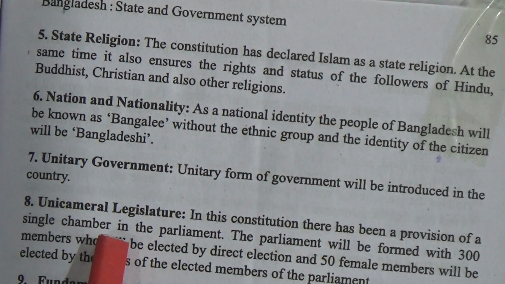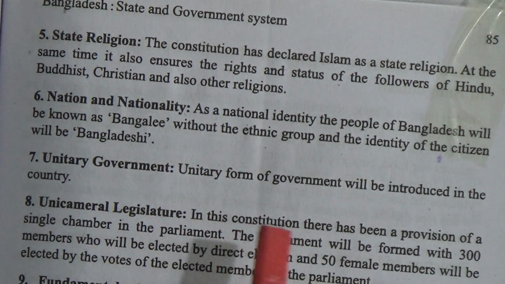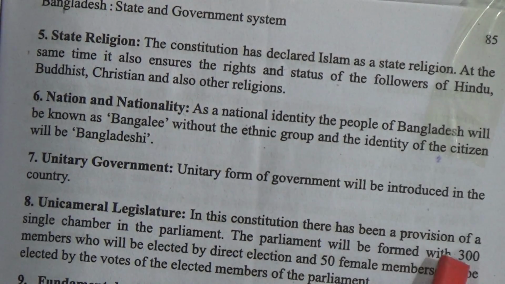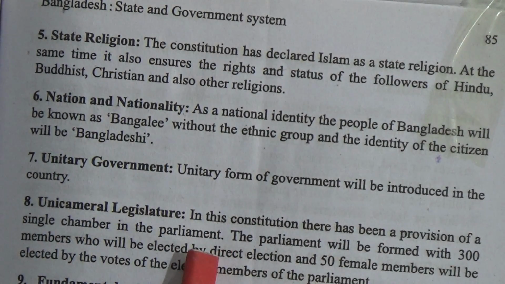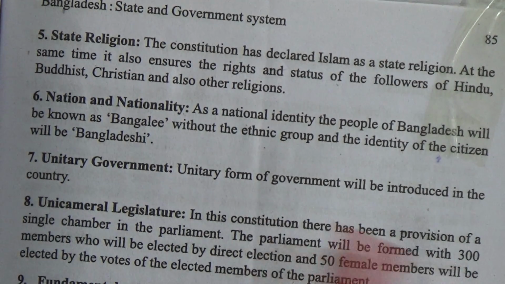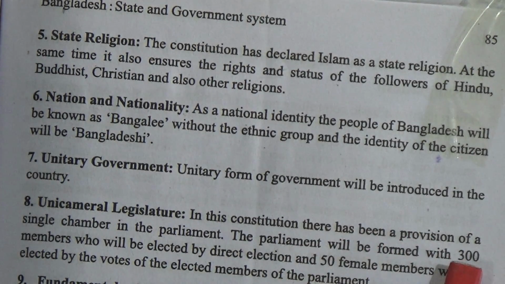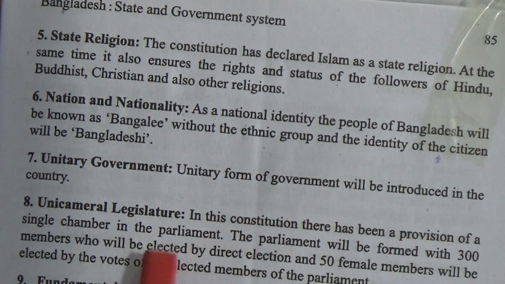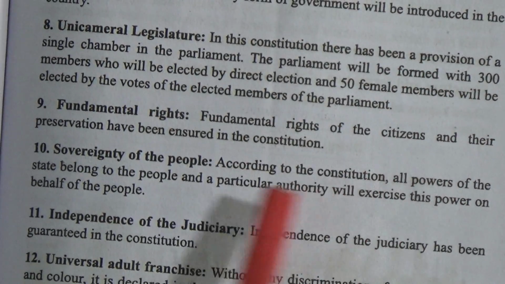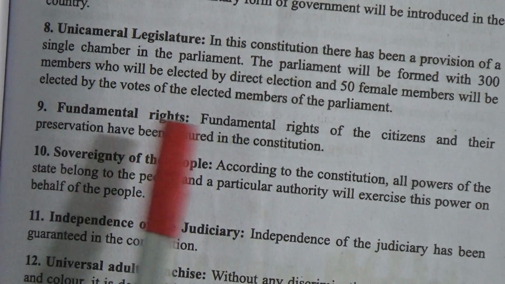And number 8, unicameral legislature. In this constitution, there is a provision of a single chamber in the parliament. The parliament will be formed with 300 members who will be elected by direct election, and 50 female members will be elected by the votes of the elected members of the parliament. So in total, there are 350 members in our parliament. The first 300 are elected members, and another 50 female members will be elected by those 300 members of the parliament.